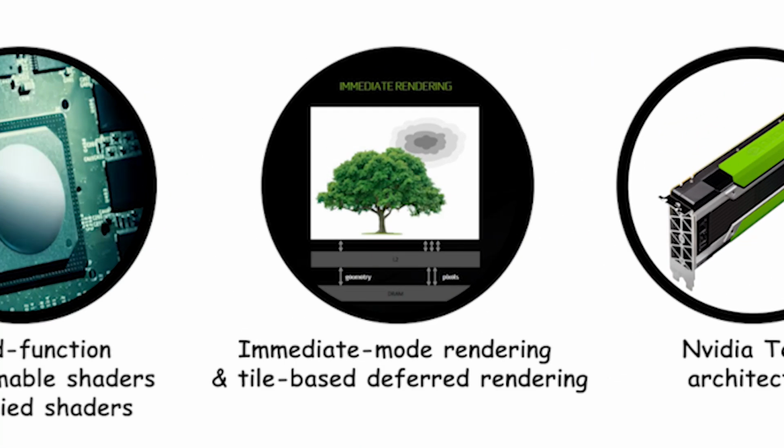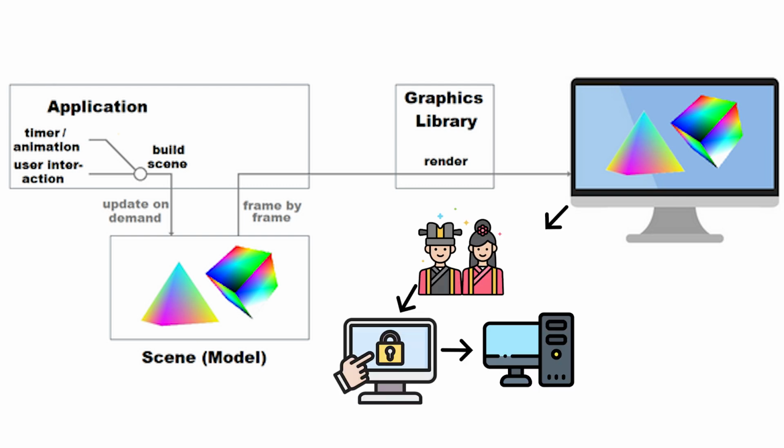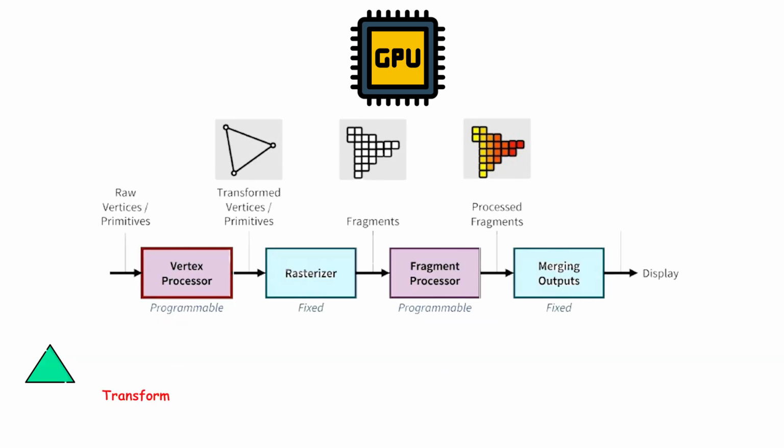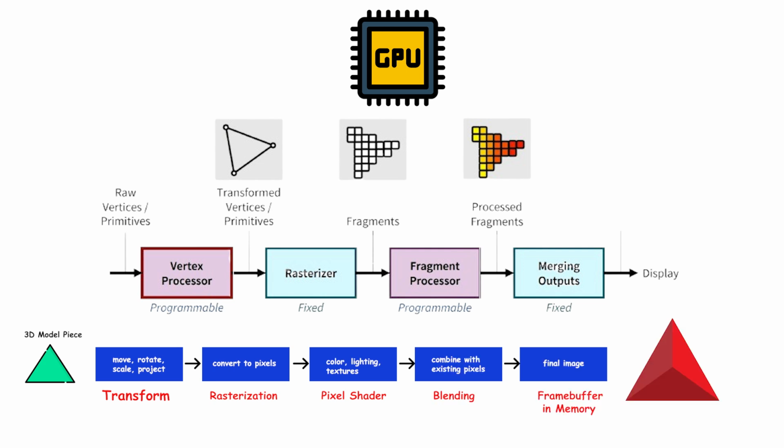Immediate mode rendering and tile-based deferred rendering. Immediate mode rendering is the traditional approach used by most desktop graphics cards. The GPU takes each triangle, transforms it, rasterizes it into pixels, runs pixel shaders, applies blending, and writes the result to the frame buffer in memory immediately as each piece is processed.